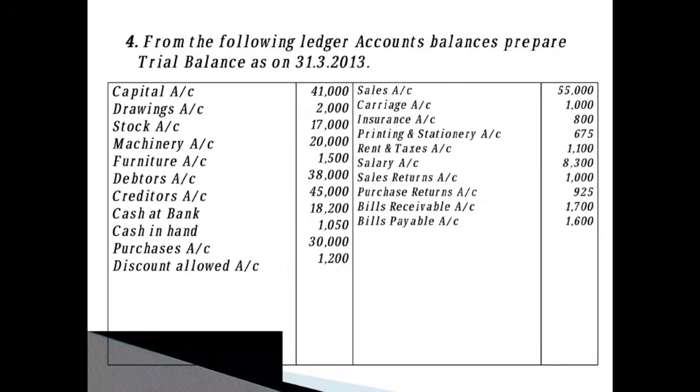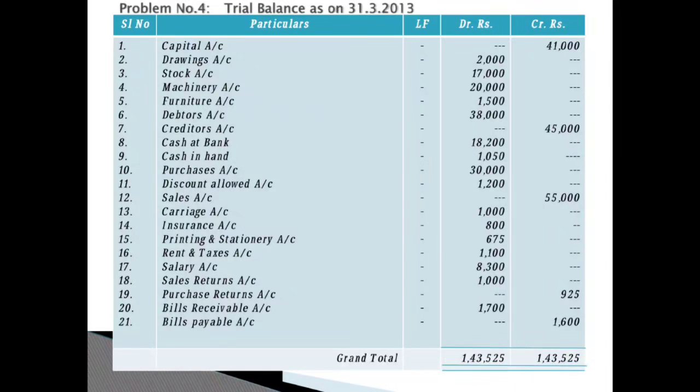The next you have discount allowed, rupees 1,200. Discount allowed is a loss for us, right? Because we are going to allow the discount, it is a loss for us. A loss shows a debit balance, so we are going to record it in a debit column. So for discount allowed, the 11th one we have recorded, right? Debit balance, so you have to record it in a debit column, 1,200.